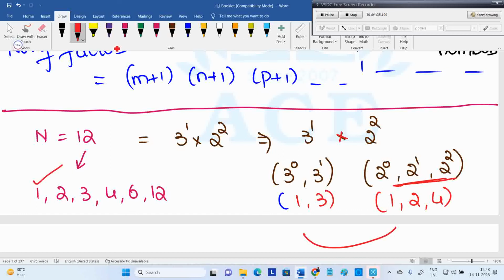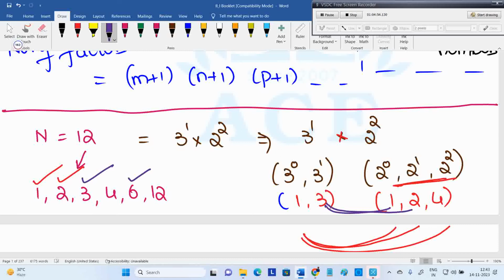So what is the significance? Now listen, what is 1 into 1? 1 covered. 1 into 2? 2 covered. 1 into 4? 4 covered. All 3 numbers covered. Next, with respect to 3: 3 into 1? 3. 3 into 2? 6. 3 into 4? 12. Previously 4 is already covered. See, all these factors are covered. You have the factors 1, 2, 3, 4, 6, 12.